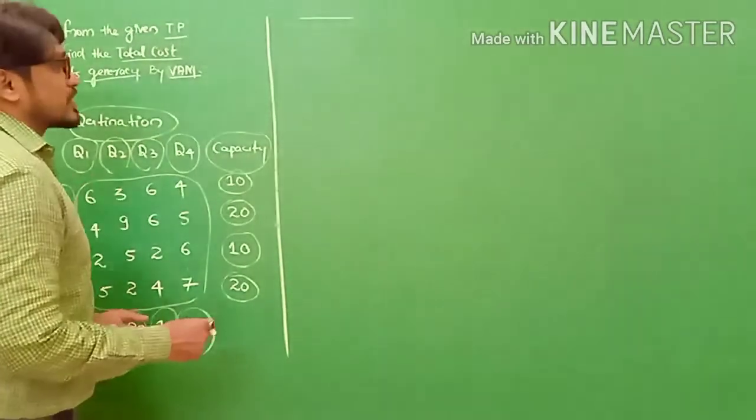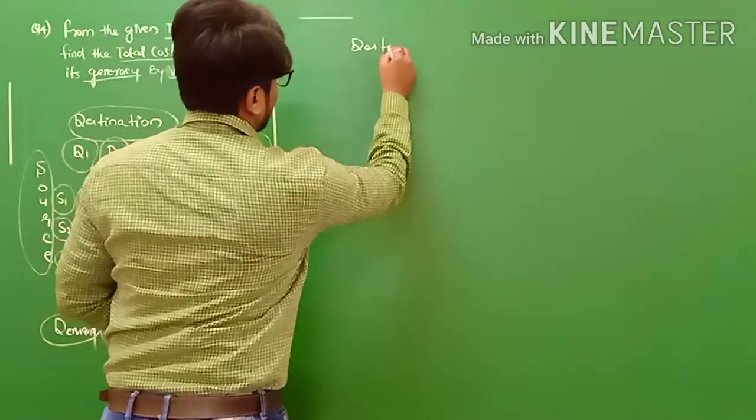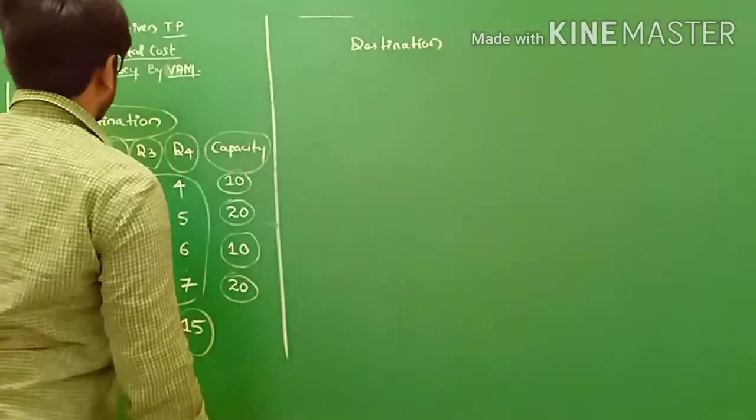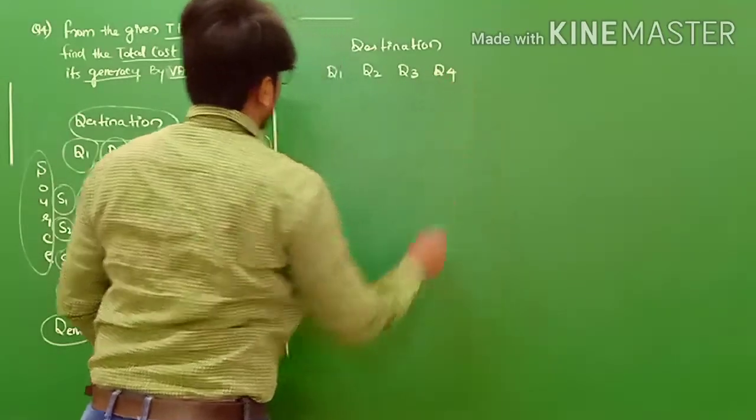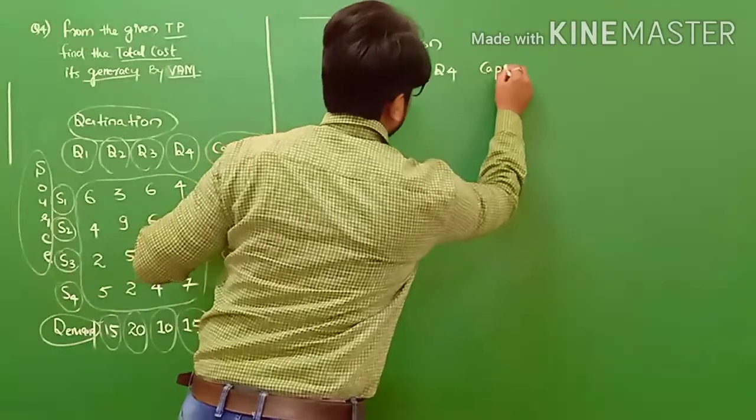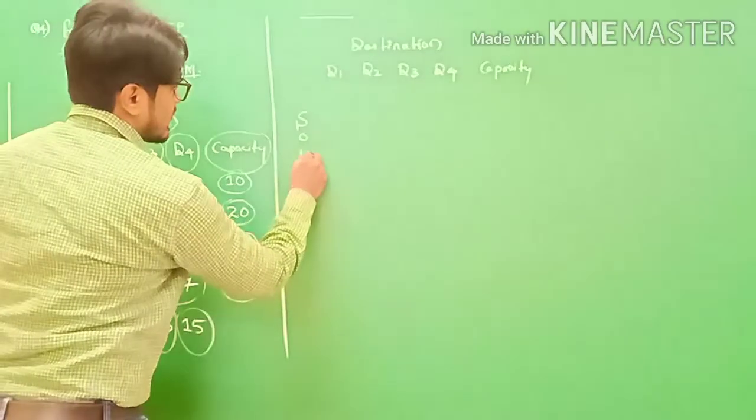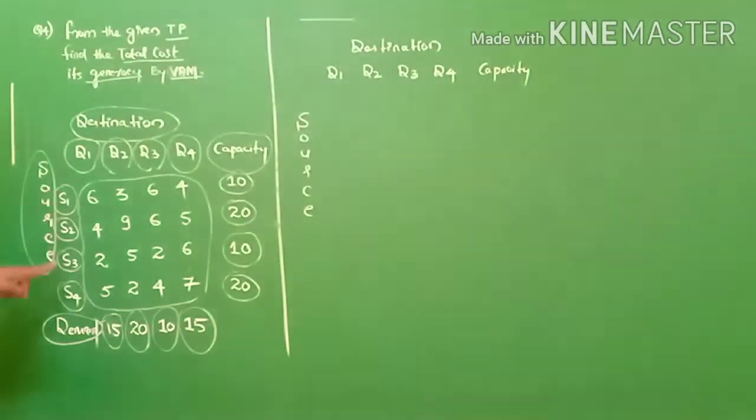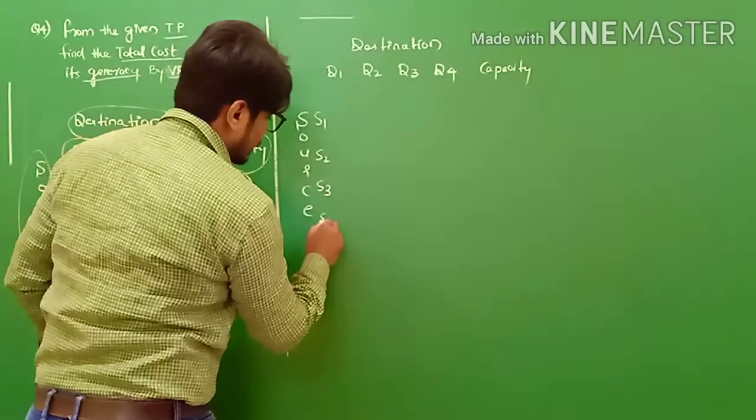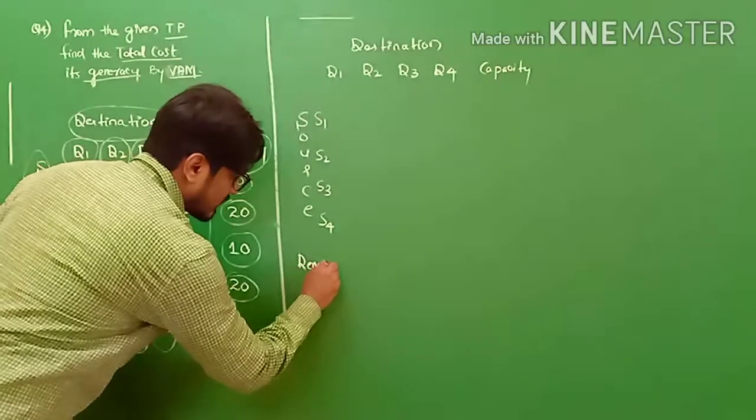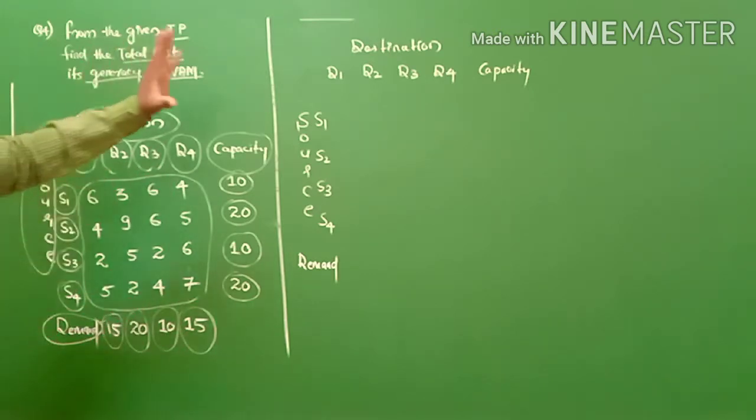Now we proceed with this transportation problem. On the horizontal side we have destinations: destination 1, destination 2, destination 3, destination 4, and here you have capacity. On the vertical side you have the sources S1, S2, S3, S4, and the last row is demand. Now I have copied the destinations and sources.